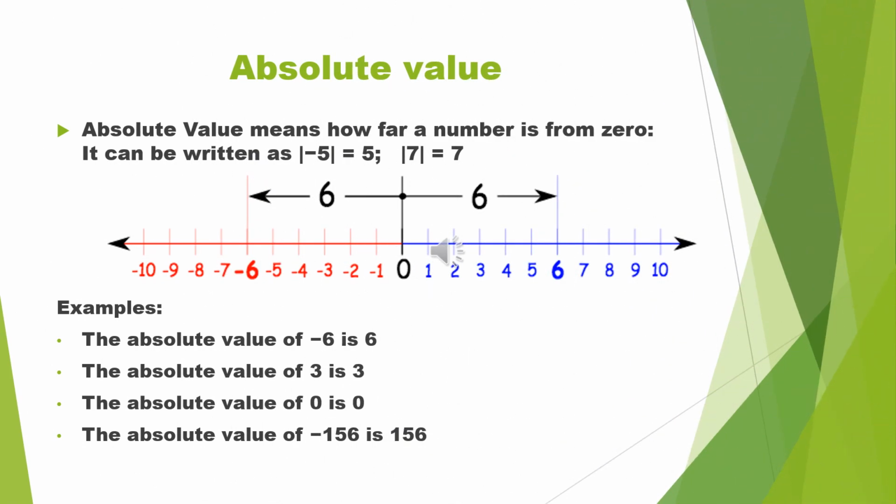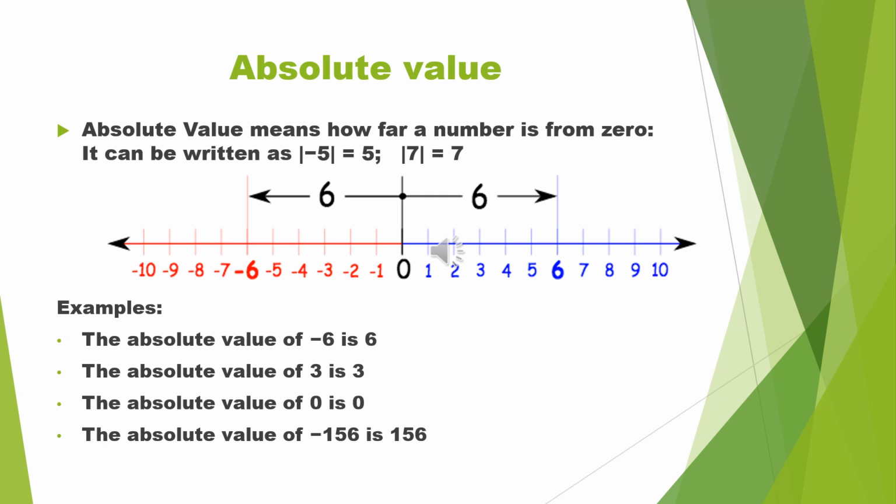Now we are coming to a main part, which is absolute value. Absolute value means how far a number is from 0, either on the positive side or the negative side. That is called absolute value. It can be written like this, this is the absolute bar. Inside the absolute bars, you have written minus 5. Whatever is inside the absolute bar, positive or negative, will be positive only. So the absolute value of minus 5 is 5 only.